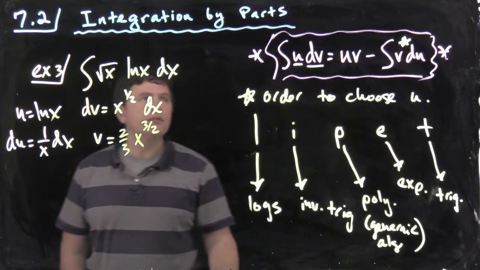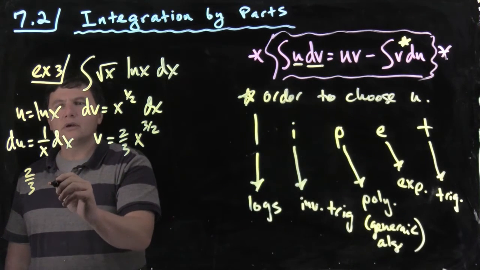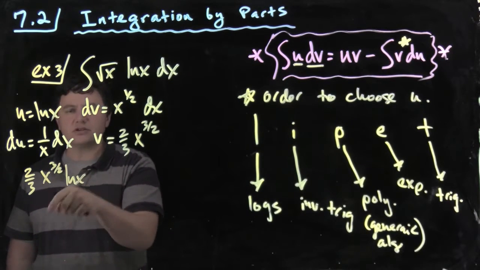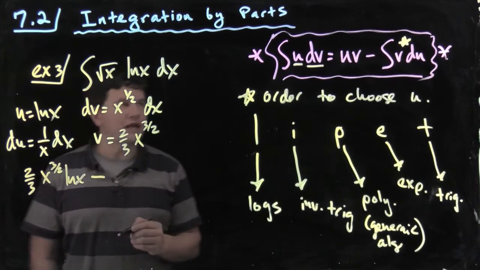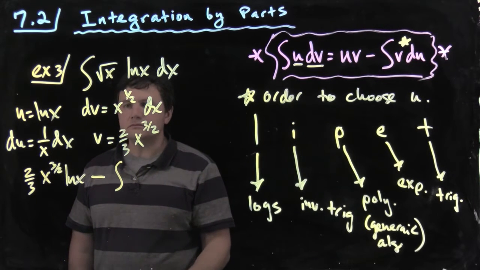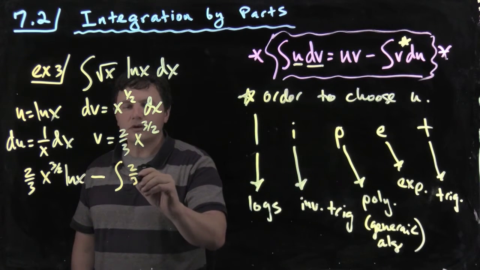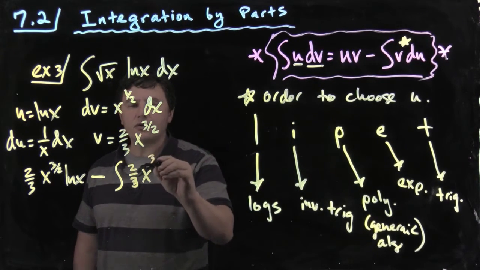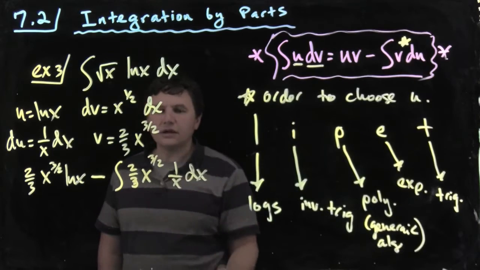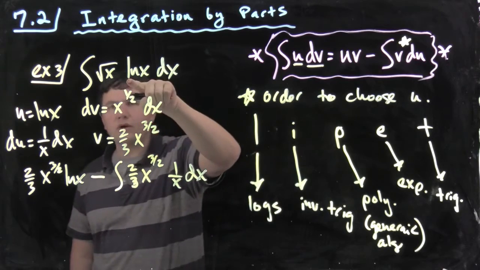And now we apply the formula. So uv, this will be 2/3 x to the 3/2 ln of x. I just switched them because it looks a little better that way. Obviously multiplication is commutative, so uv is the same as vu, minus the integral of v du. So this is 2/3 x to the 3/2 and then 1 over x dx. Now this integral, we have to do a little bit of simplifying, but once I do, once again, we start with an integral, and that's the whole thing of integration by parts.